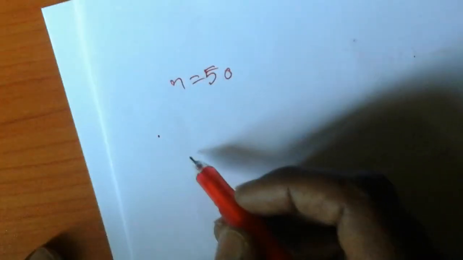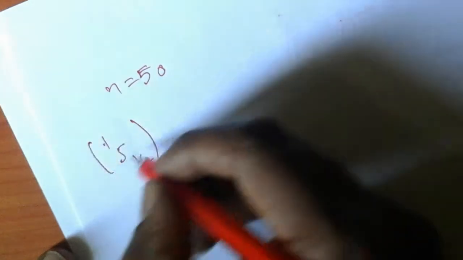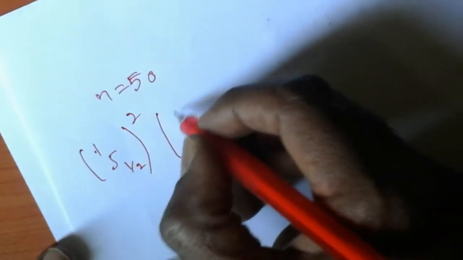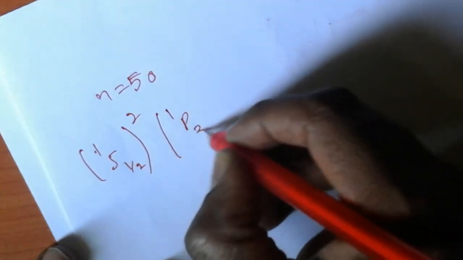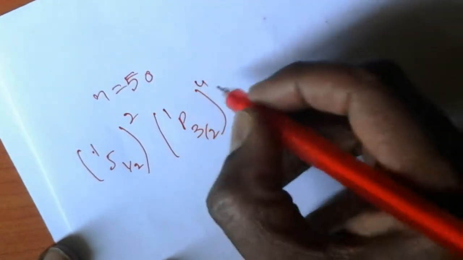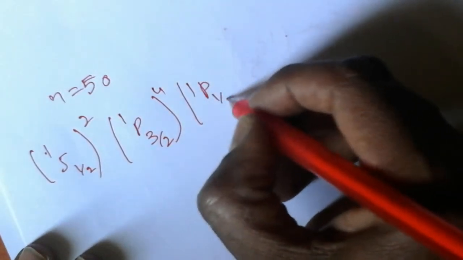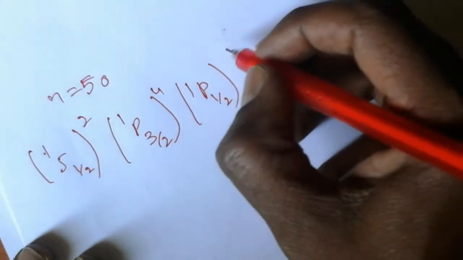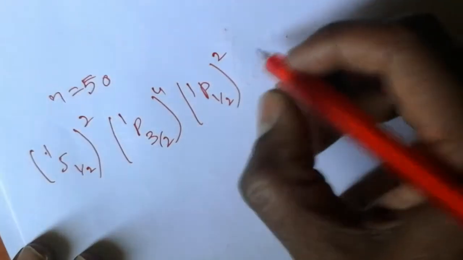So the extension is: 1s square, 1s, 1p of 3 by 2 power 4, 1p of 1 by 2, 1p of 1 by 2 power 2, 8 over.